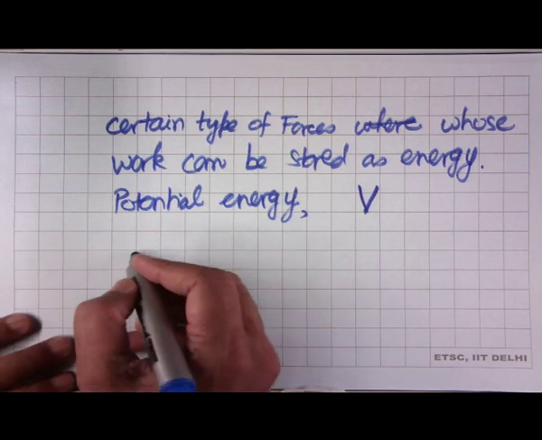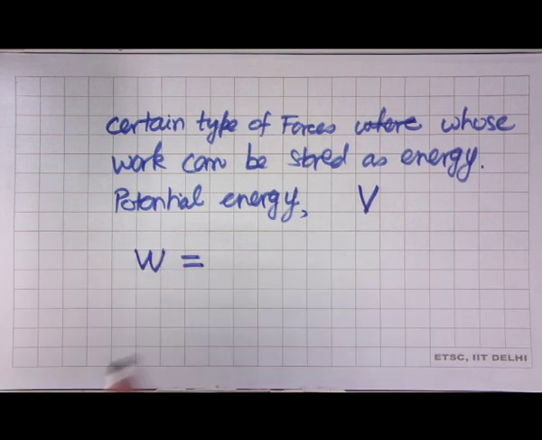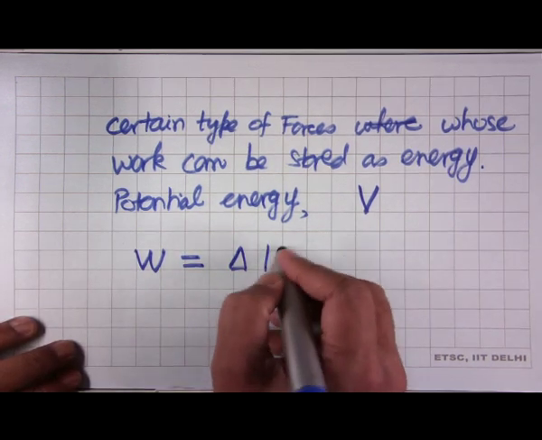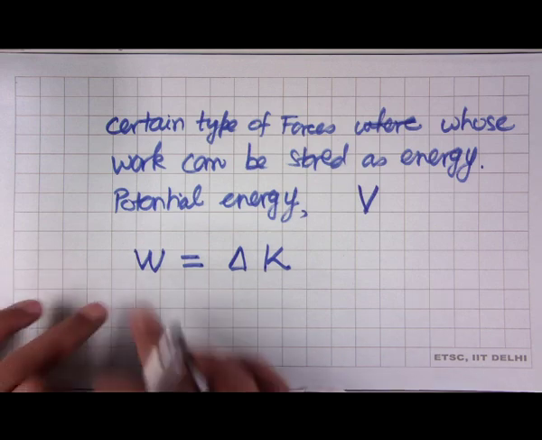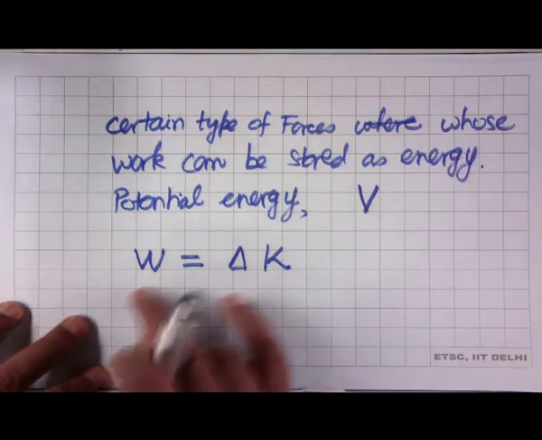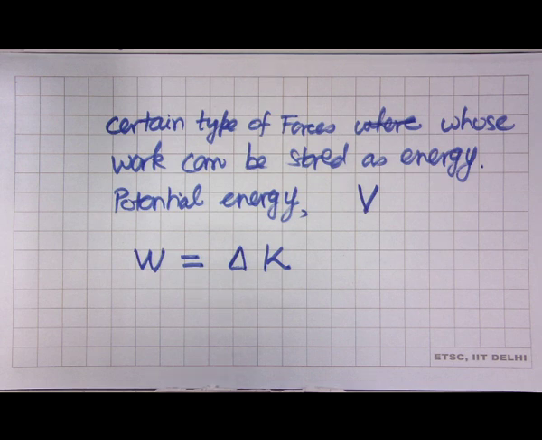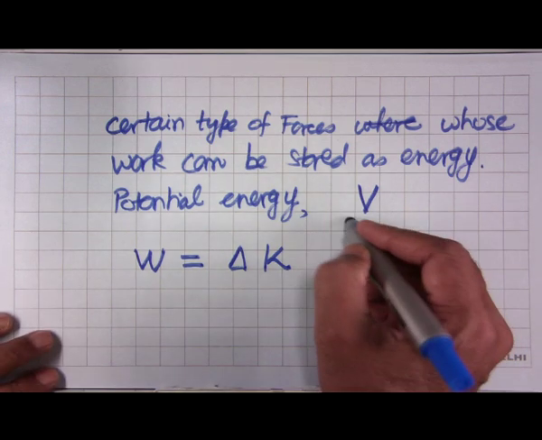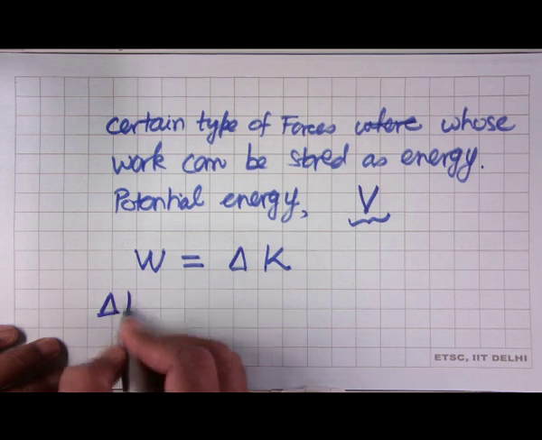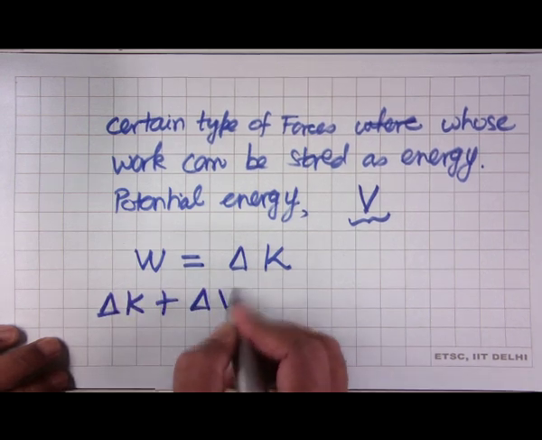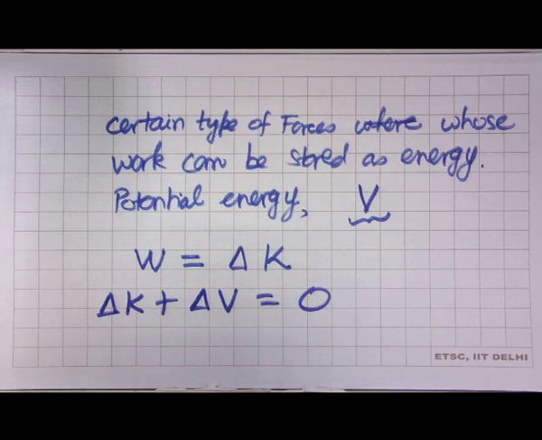Now, if we look at the work energy theorem, it tells us that the work done by forces is equal to delta K. Let us say only those forces are acting on the system, for example only gravity or only the spring force. Then, if the work done by those forces can be specified as a potential energy, we can say that the change in kinetic energy plus the change in potential energy is equal to 0.